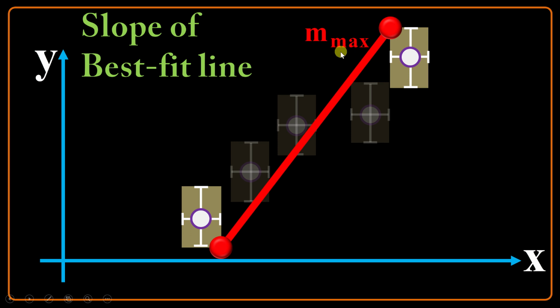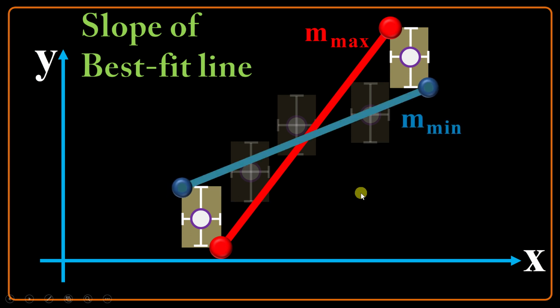M max is the maximum slope possible for my thousands of options for the lines. Then I do something similar for finding the minimum slope. The last uncertainty zone will have the bottom right corner like this and the first one top left. I connect them to find the minimum slope among my options.